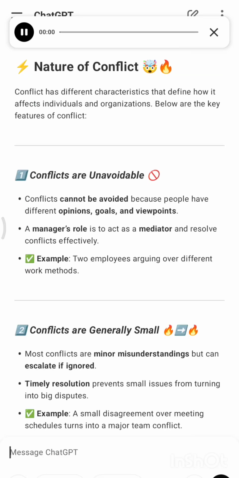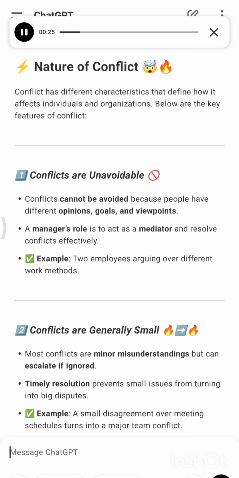Nature of conflict. Conflict has different characteristics that define how it affects individuals and organizations. Below are the key features of conflict. 1. Conflicts are unavoidable. Conflicts cannot be avoided because people have different opinions, goals, and viewpoints. A manager's role is to act as a mediator and resolve conflicts effectively.